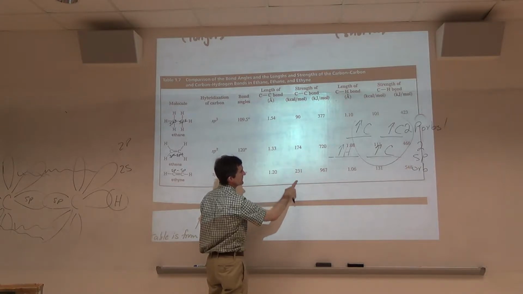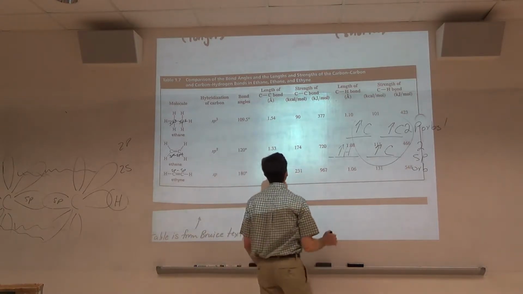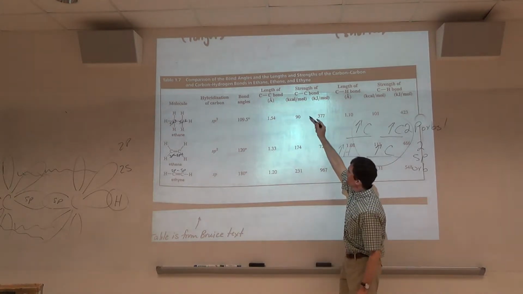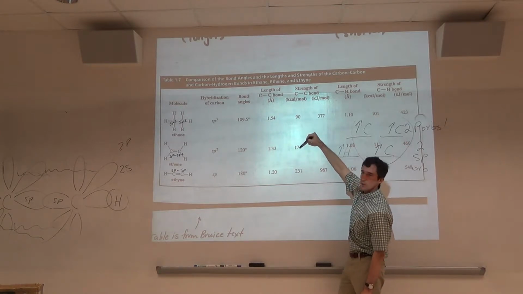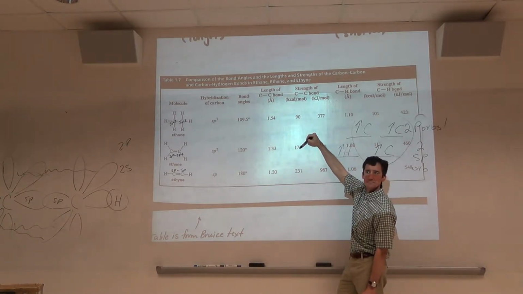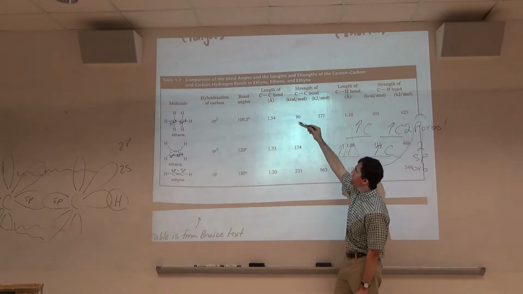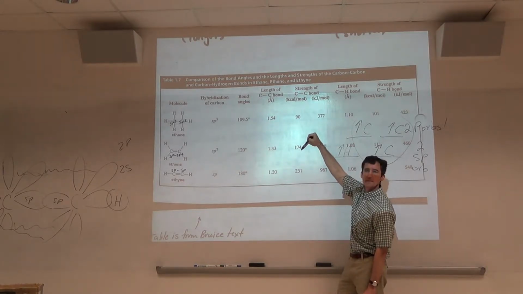So it's stronger. Look at this. That one's 90. Single bond is 90. Why is a double bond not 180? You might say it's double. It should be double that. Why is it not 180?